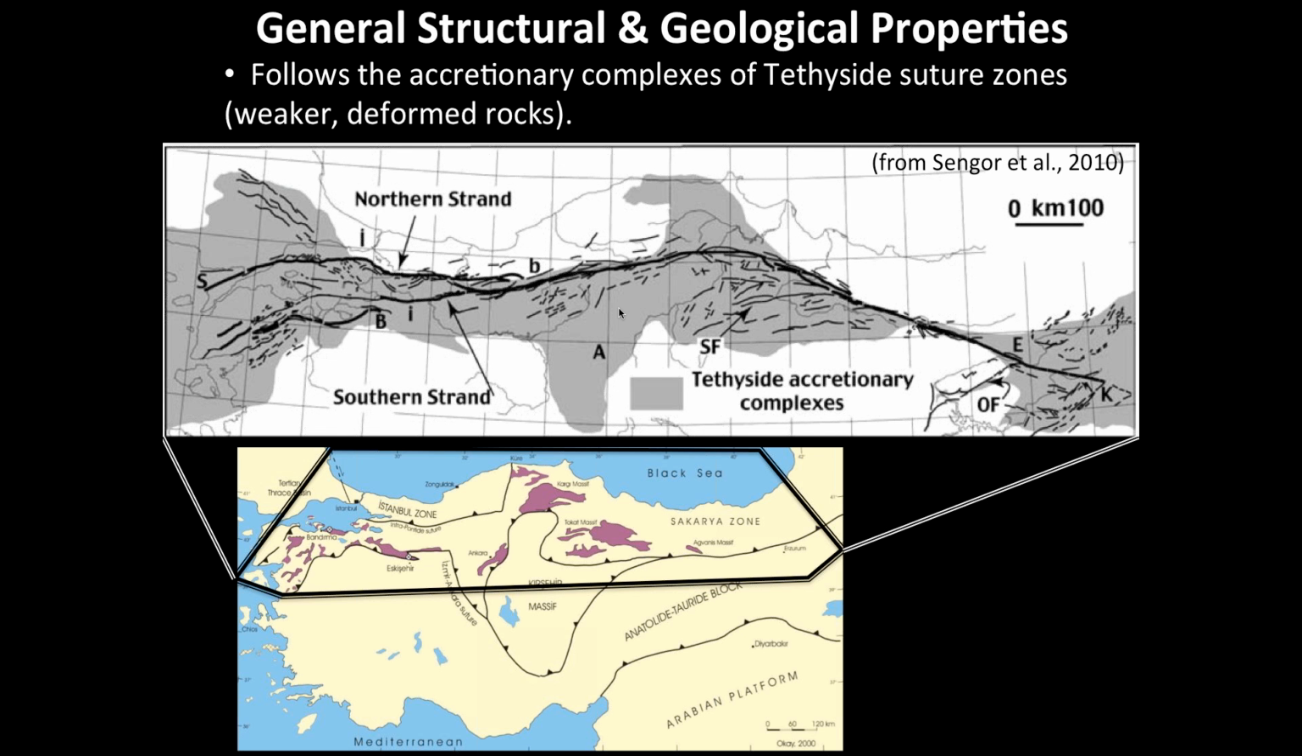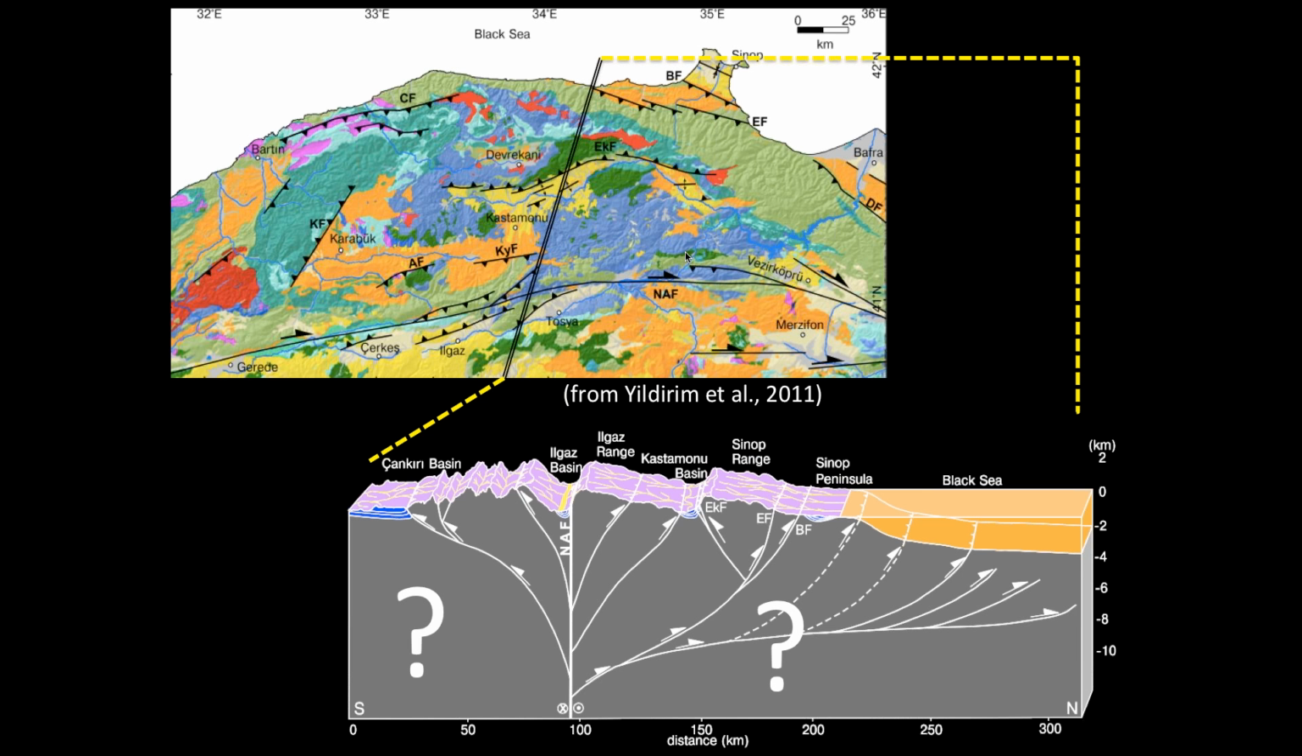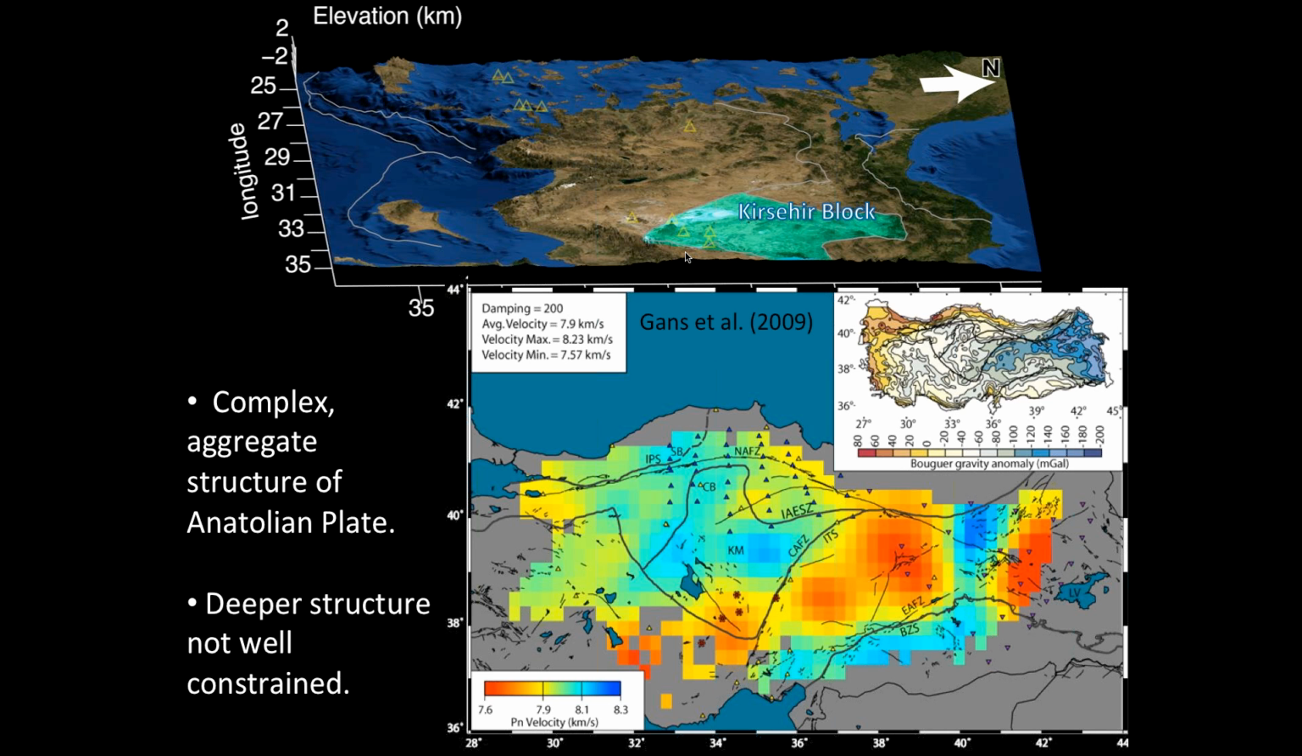In the central parts, however, we have a zone which is also, as you have seen from my previous maps, maybe I can go back to that. That's a part of the accretionary complexes. So basically, this section of accretionary complexes separates the Eastern Pontides and the Istanbul zone.